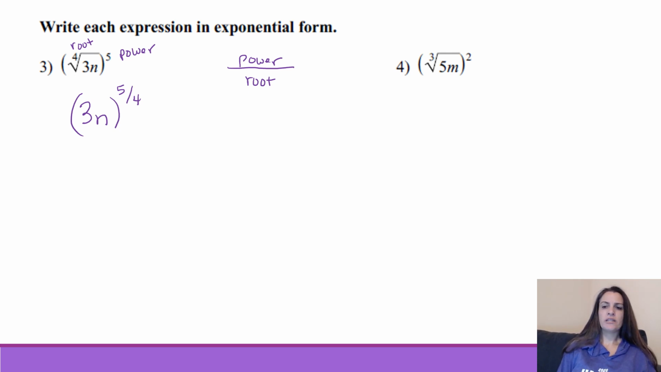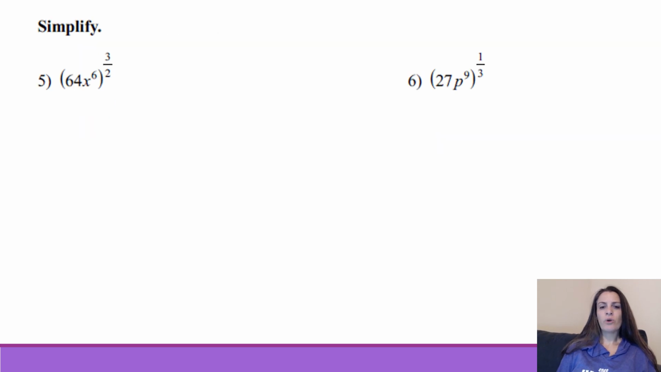Same thing for number 4. We are going to take the cubed root of 5m raised to the second power, or squared if you want to say it that way. So it would be 5m raised to the power of 2/3, or 2 over 3. Those are those two. All right, our next section, we're actually going to be simplifying.